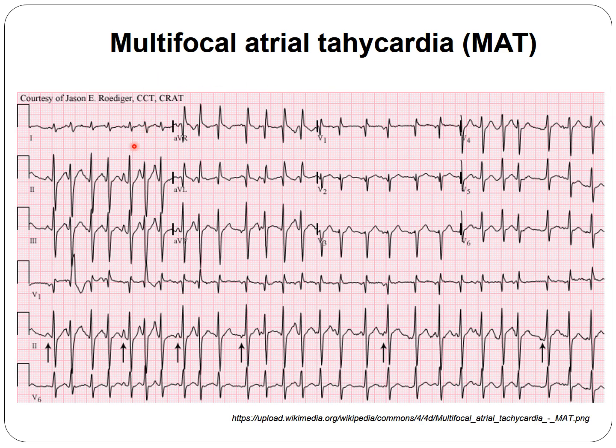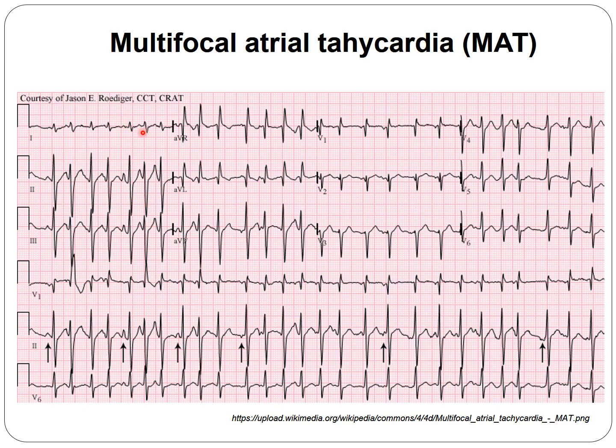In this graph, we see arrhythmia, tachycardia, ranging from 120 to 140. We do see a P wave in front of the QRSs. However, the shapes of the P's vary, they are different. This is why we have this multifocal atrial tachycardia.